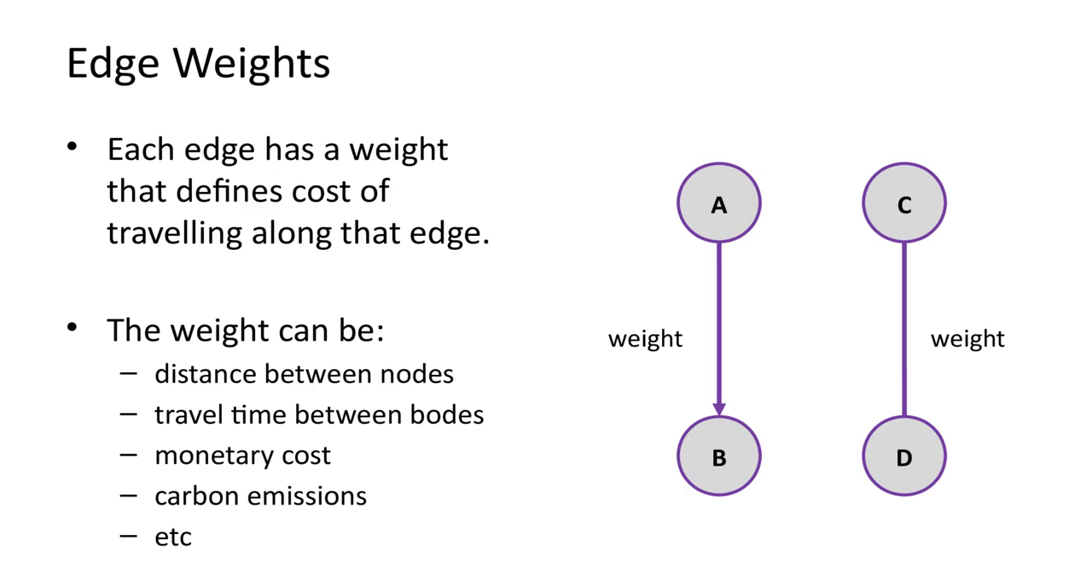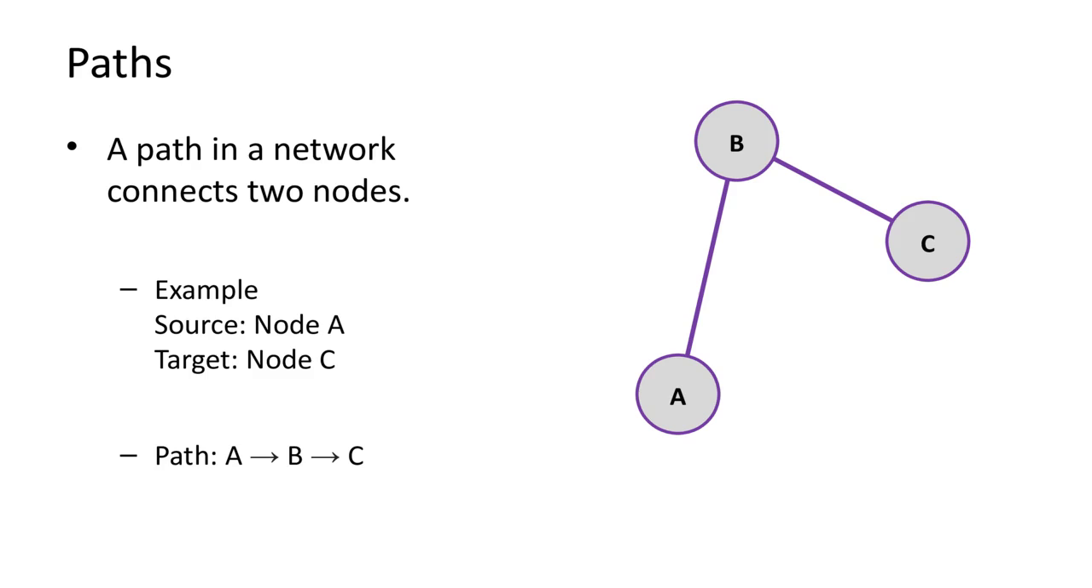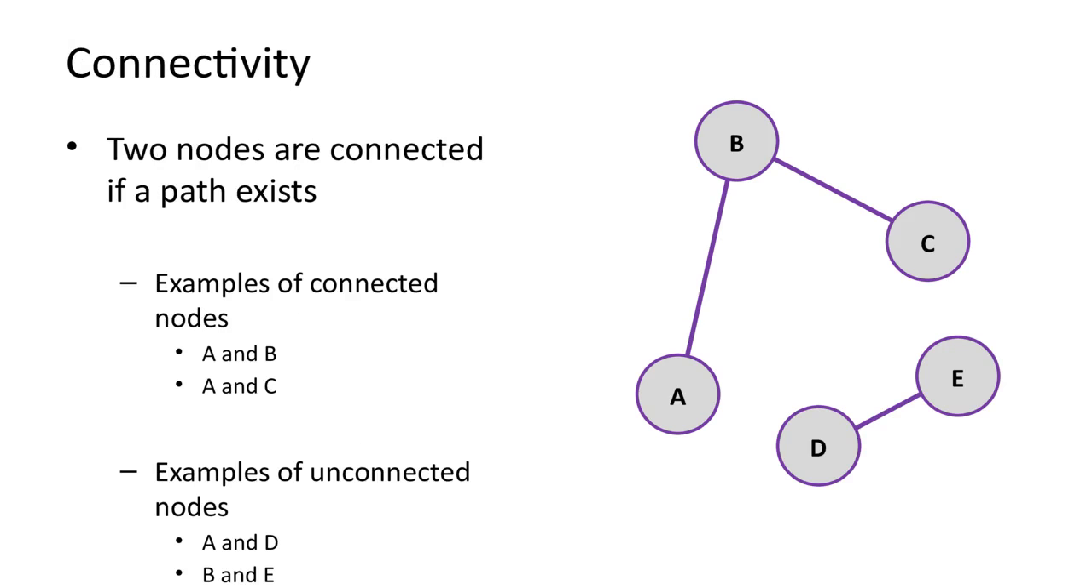Finally, let's briefly look at network representations using polylines. A path connects two nodes via a set of edges. In the example, there is a path from node A to node C, via node B. If there exists a path between two nodes, then those nodes are connected. For example, node A and node C are connected, but node A and node D are not connected.